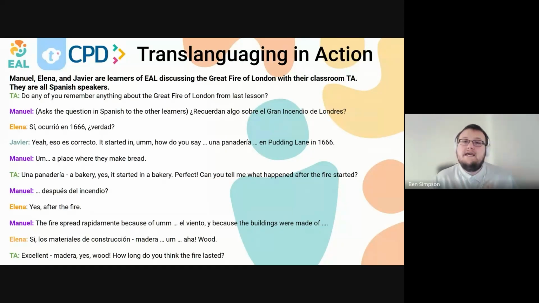English. And the TA is receptive to the use of two languages by using things like redirection and clarification. For example, the TA clarifies the words panaderia and madera as bakery and wood. So the students are able to use their prior knowledge that may have been developed in Spanish and apply it flexibly to a question asked in English. So perfect, excellent. I'm glad people are able to spot that already, this translanguaging in action.